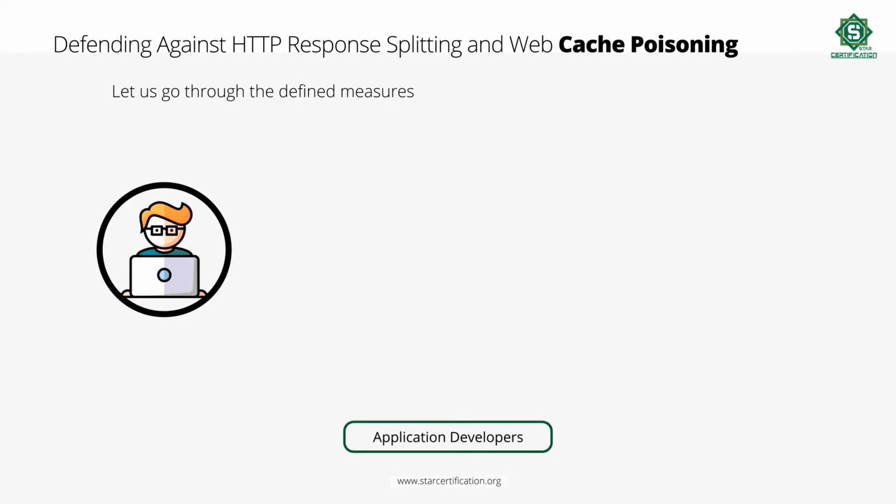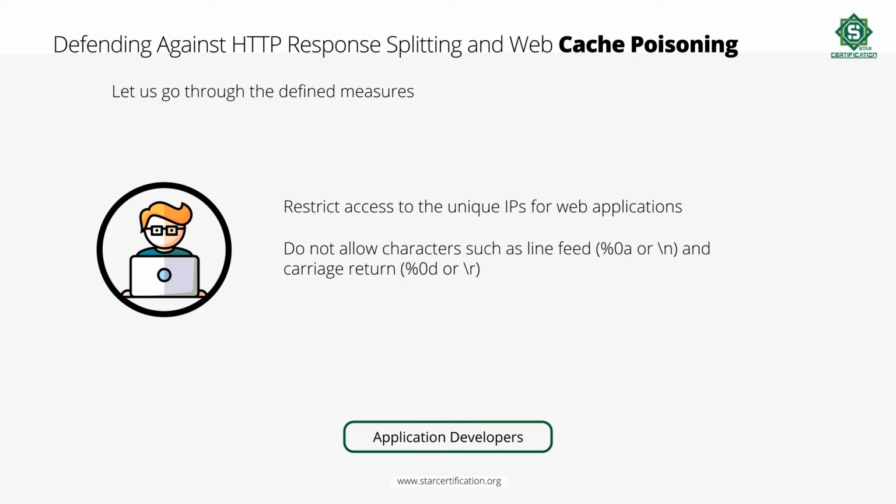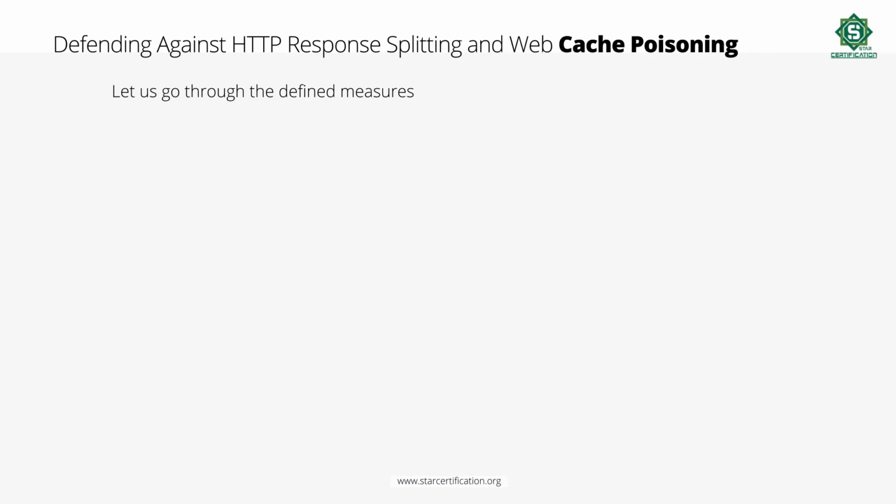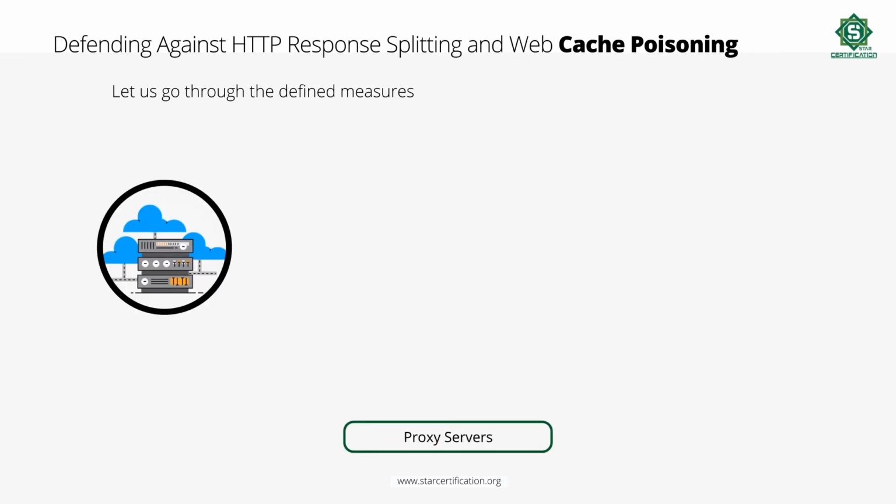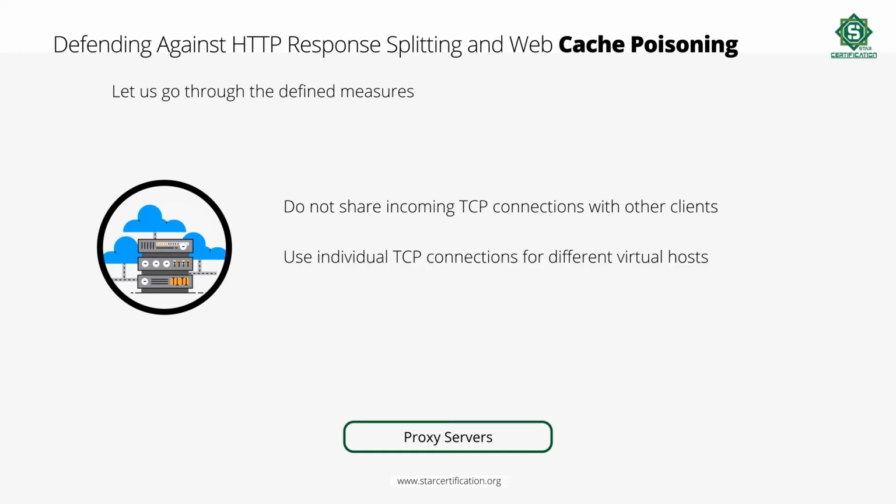Application developers: restrict access to the unique IPs for web applications. Do not allow characters such as line feed and carriage return. Ensure HTTP 1.1 is compliant with RFC 2616. Proxy servers: do not share incoming TCP connections with other clients. Use individual TCP connections for different virtual hosts. Also, ensure appropriate implementation of maintain request host header.